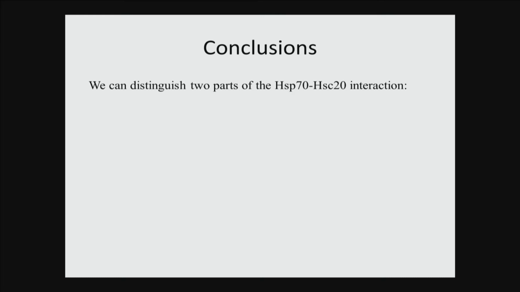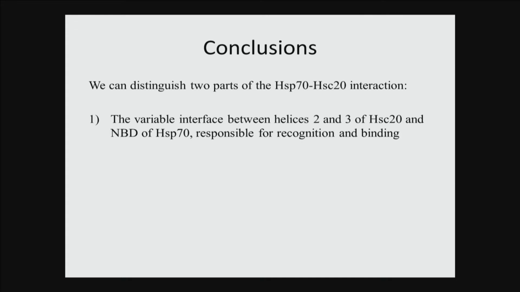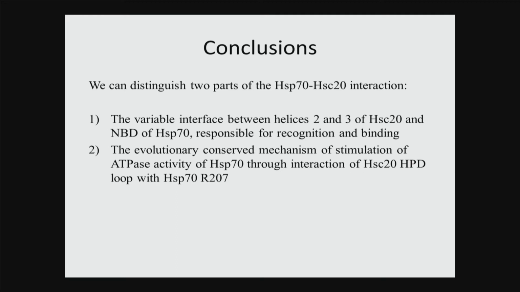So we can think about it as a separate mechanism. In conclusion, we can differentiate between two parts of the interaction. First, the variable interface between the J domain and the Hsp70 protein that changes in evolution and determines the specificity of binding. So the multifunctional Hsp70s can have a less defined recognition motif, but the mechanism of stimulation of ATPase activity, the trigger, is evolutionarily conserved, and it acts through the interaction of the J protein HPD motif with arginine 207.